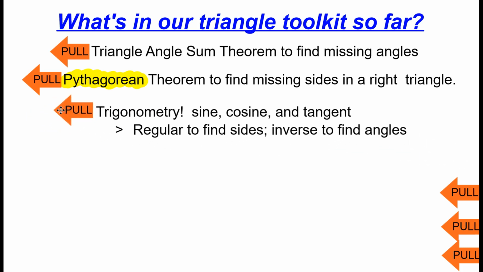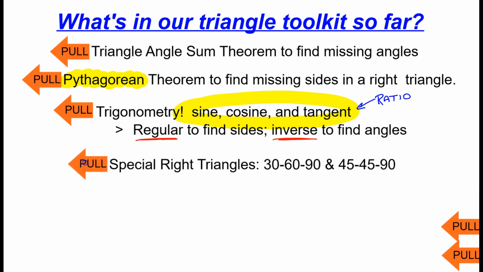Well, we have trigonometry. That's exciting. We have sine, cosine, and tangent. And all of these things are ratios. And I think ratio is an important mathematical word. So if you don't know what a ratio is, you might want to look that up right now. Okay, so trigonometry, we have sine, cosine, and tangent. Those are trig ratios. And if we're looking for side lengths, we would use the regular version of these trig ratios. If we're looking for angles, we would use the inverse of each of these to find a missing angle measurement. So again, the toolbox is getting pretty full here.